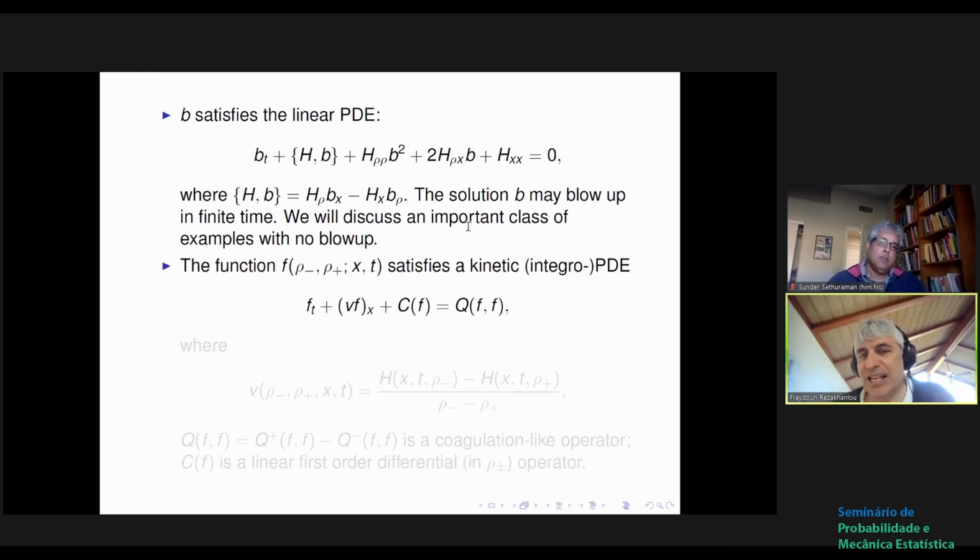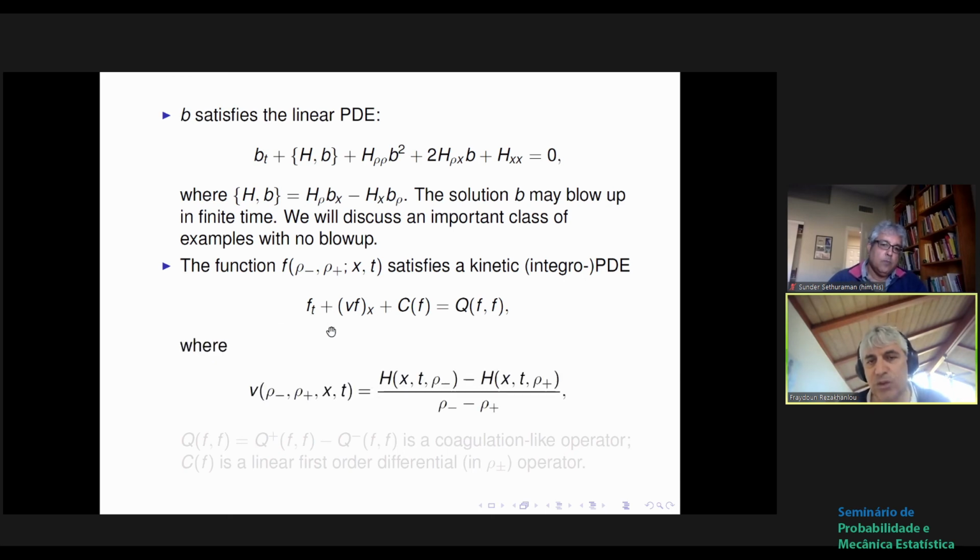And then the kernel also satisfies a kinetic equation, but this kinetic equation now has a Boltzmann-type term. There would be a first order term like this. And of course, this is also a first order operator. The operator C involves only the states rho minus and rho plus. These are the states of the jump. You jump from rho minus to rho plus. Whereas here, you have a drift that involves the derivative with respect to the x variable, like in the Boltzmann equation. This is a kinetic equation.